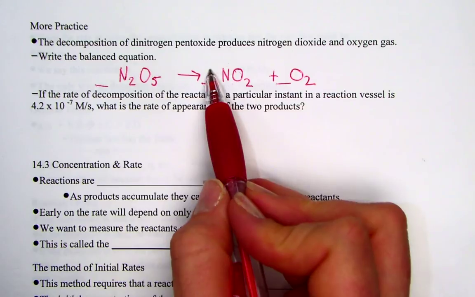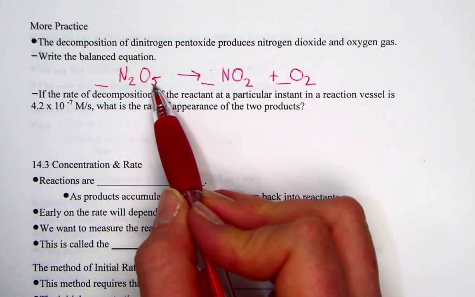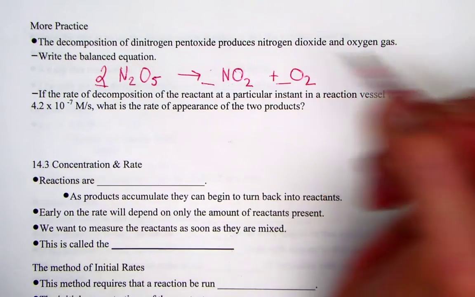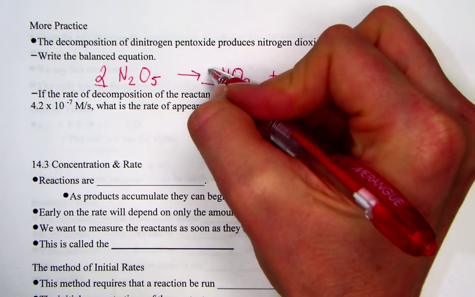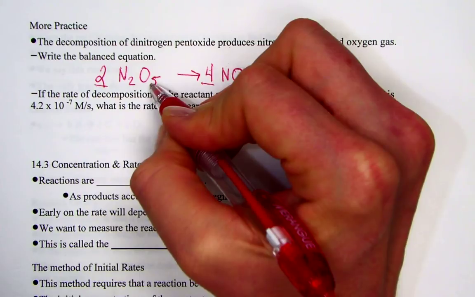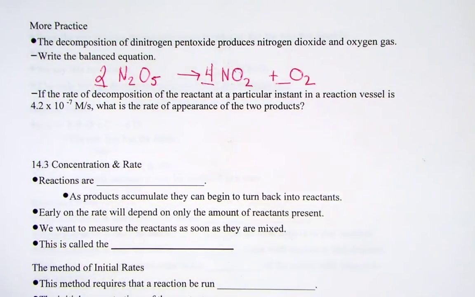Well, I could start here by doubling the N's, but then I still end up with an odd number of O's. So I think, let's try this. I'm going to double this, get 4 N's, and see if this even number of O's can work over here. We have 10 O's on the left, 8, 9, 10 on the right. So a 2, 4, 1 balanced our equation.